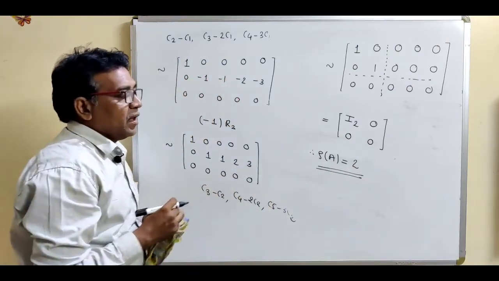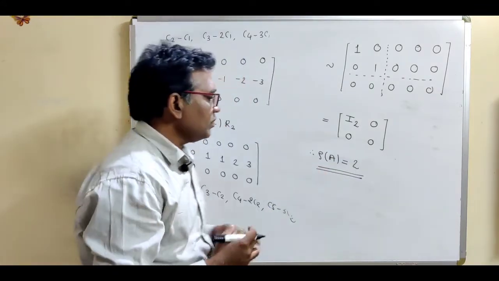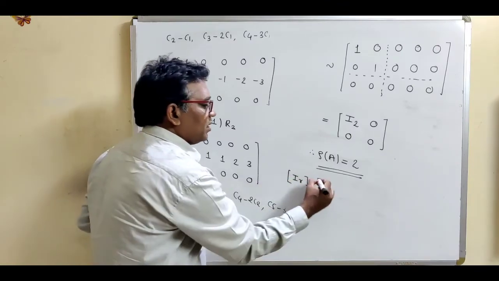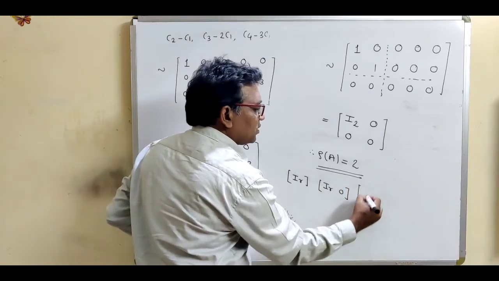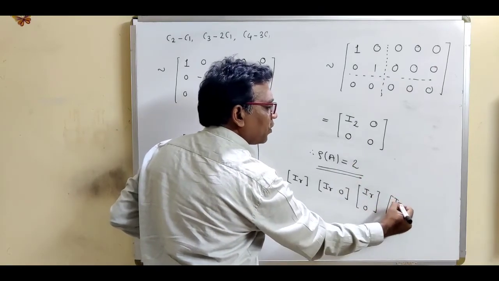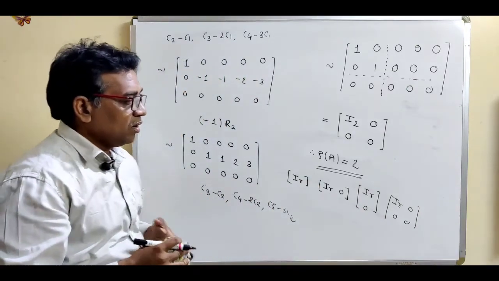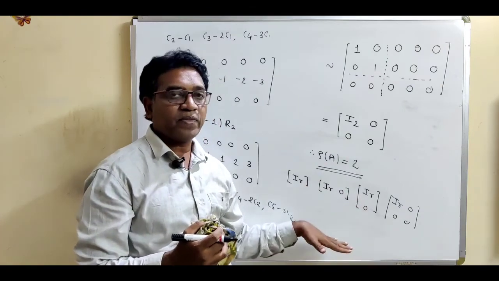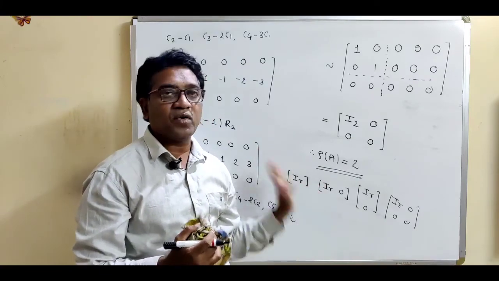So see, remember there are 4 types of normal form. The first normal form is the matrix IR. The second normal form is the row matrix [IR 0]. The third normal form is the column matrix [IR; 0]. And the fourth type of normal form is the matrix [IR 0; 0 0]. So we can reduce any matrix into one of these forms. That is called the normal form or canonical form.